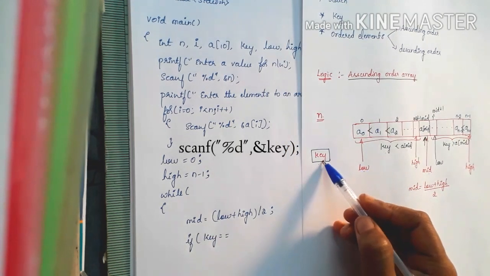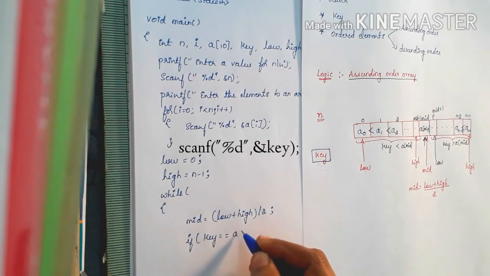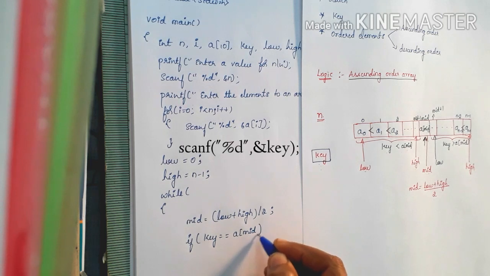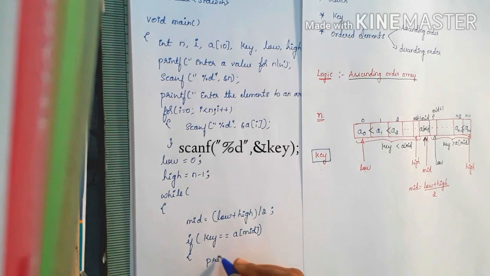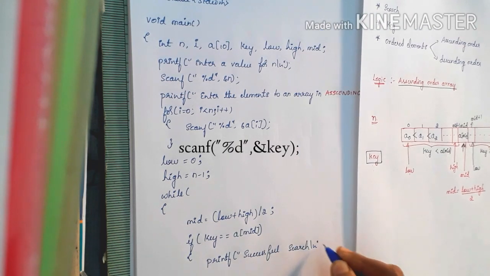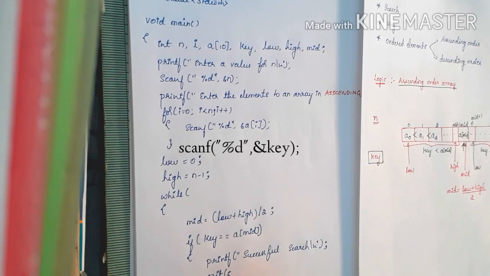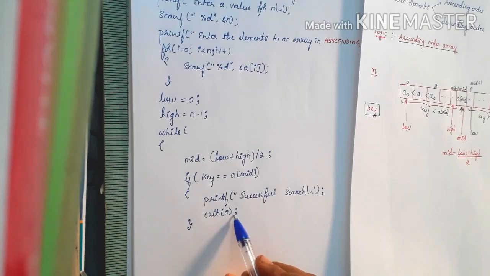Next, compare the key element with the middle element, that is E of mid. If key is equal to E of mid, it means the given key element is found in the array. So the output message is successful search. Stop the execution of the program by calling exit, because for the given input we got the output.